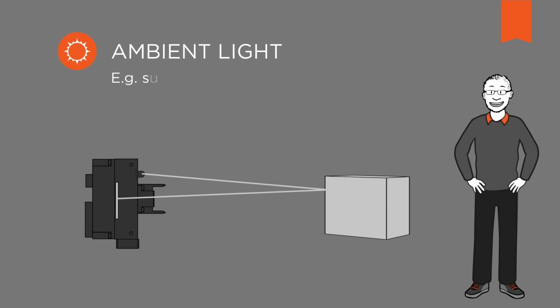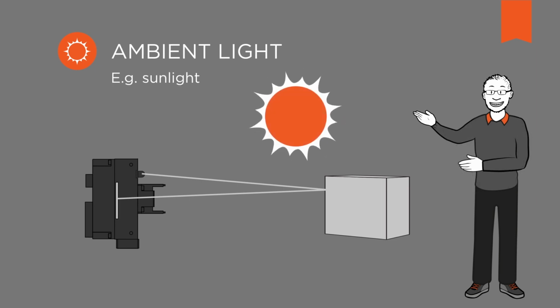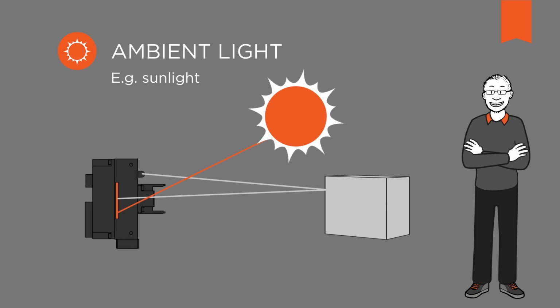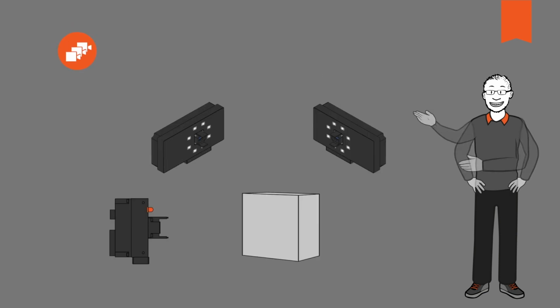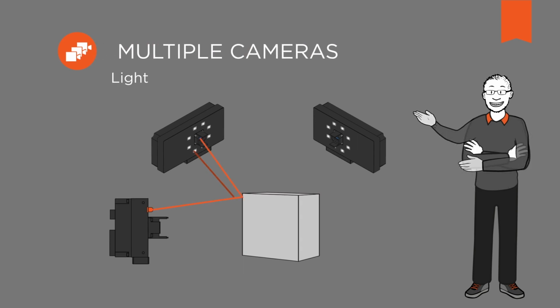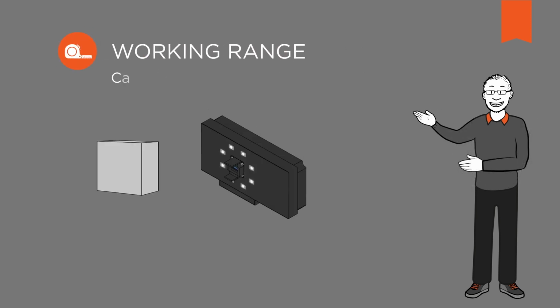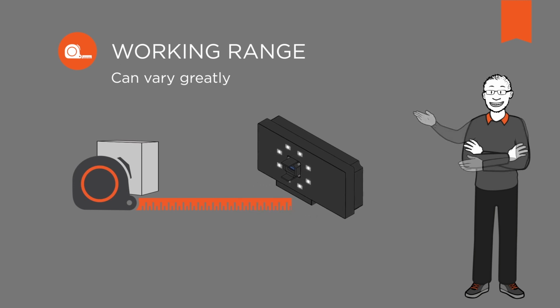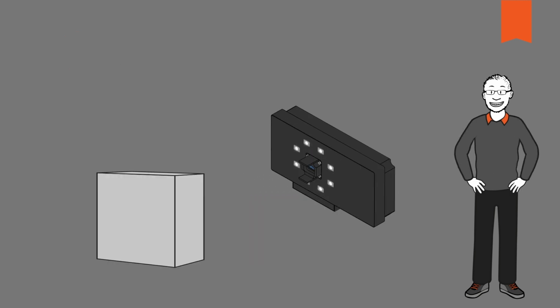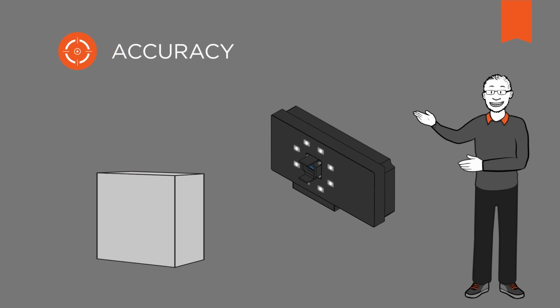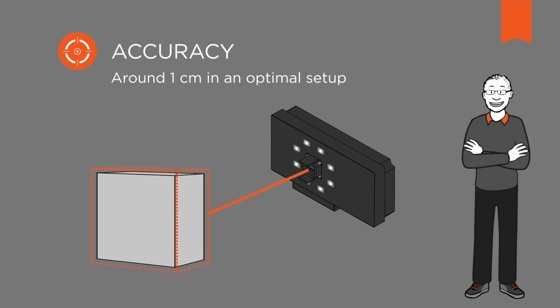Ambient light or environmental light, such as sunlight, make outdoor use difficult. The high intensity of sunlight causes a quick saturation of the sensor pixels. The actual reflected light from the light source cannot be detected. Multiple cameras can skew the measurement, because their individual light sources can disturb each other. Furthermore, depending on the manufacturer, the working range of ToF cameras can vary greatly. Also, the depth accuracy of this camera is still only around 1 centimeter in an optimal setup. But even then, there's no quicker way to capture 3D information.